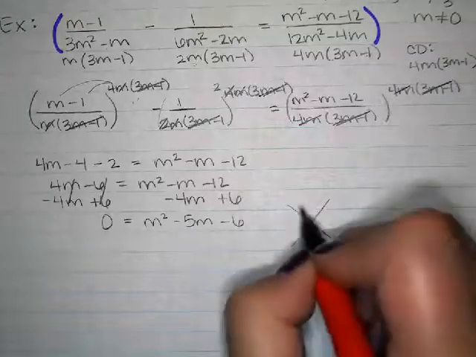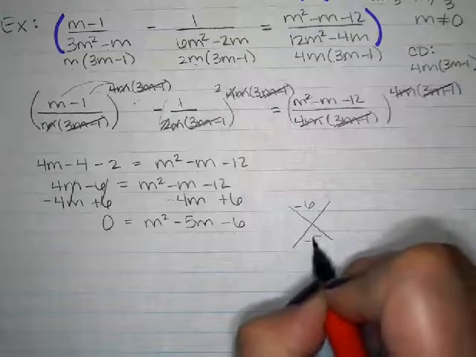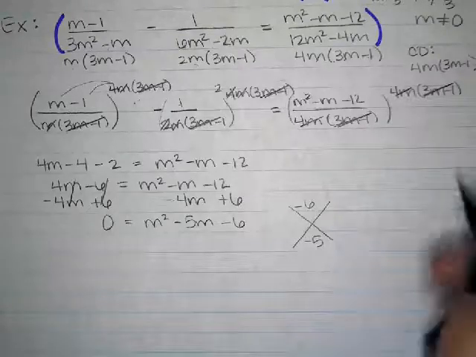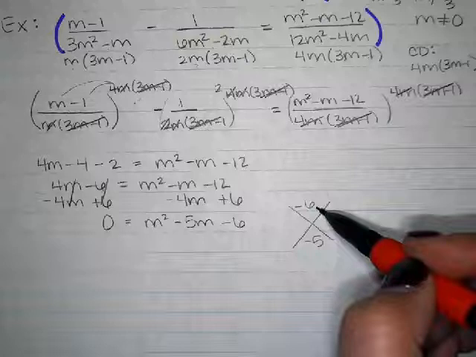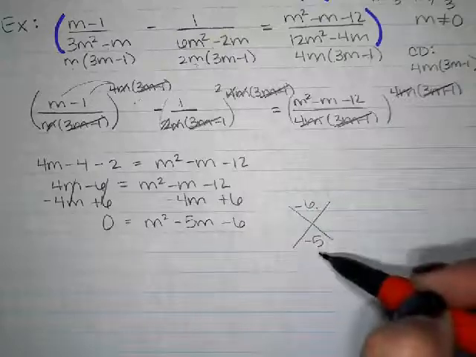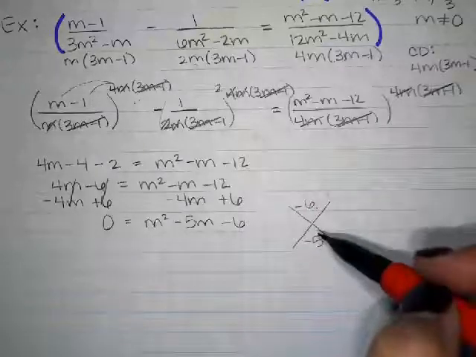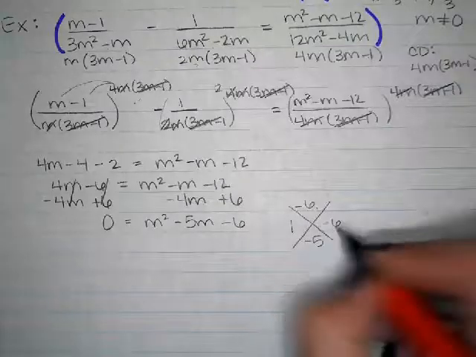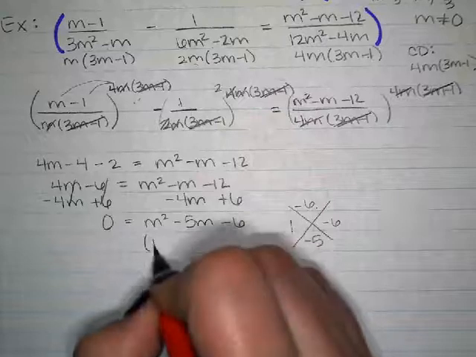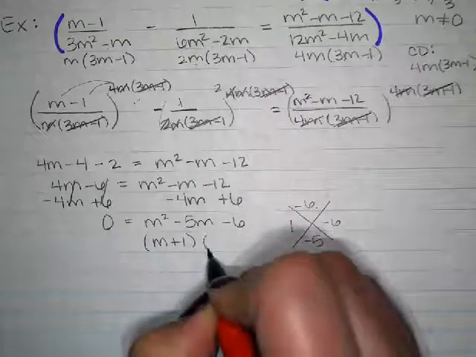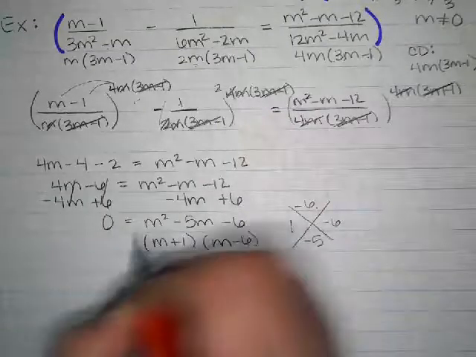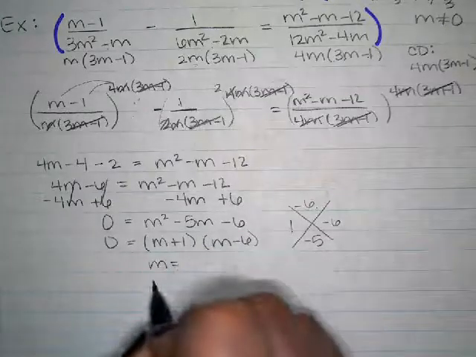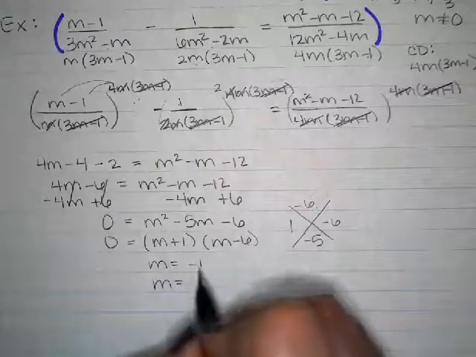So we're looking for two numbers that multiply to a negative 6 and add to a negative 5. 1 and negative 6. And that's the factored form, that's not the answers. So what are the answers? And those answers are not the excluded values, so they're good.